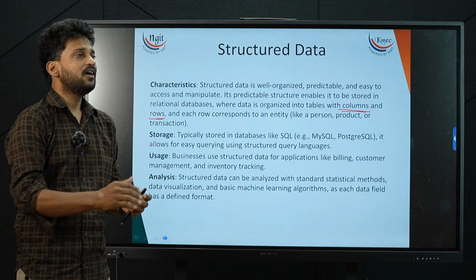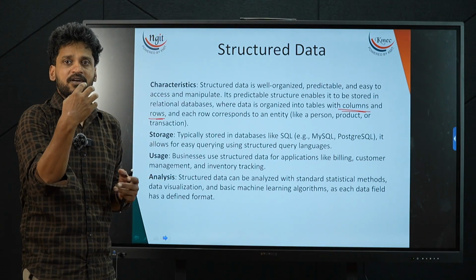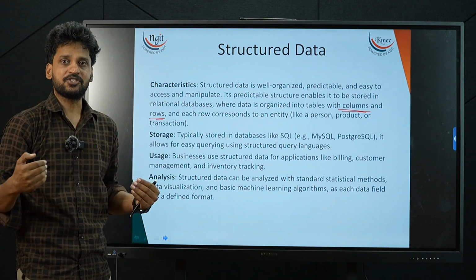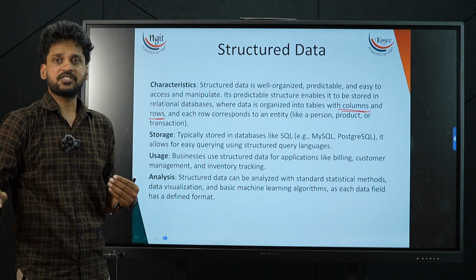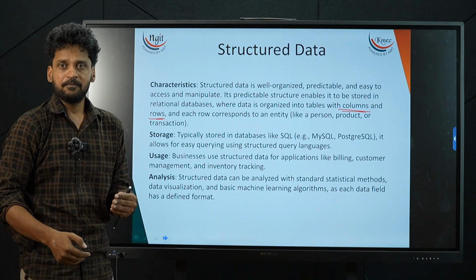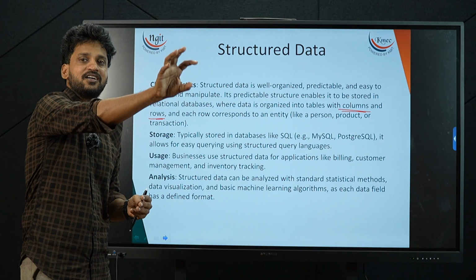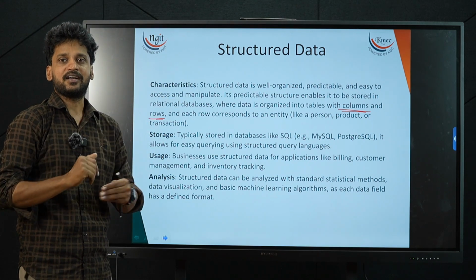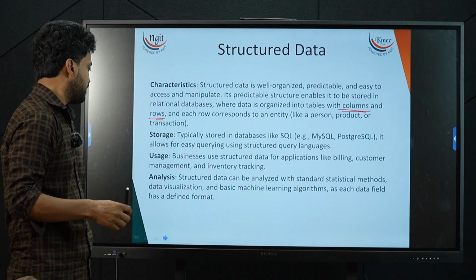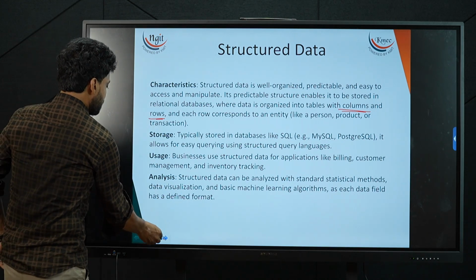For example, I want to get an important feature of a picture. For instance, there is a picture of a human face, and I just want to track the outlines. I will be able to do it. There is a technique called convolution. By applying convolution on this structured data, we'll be able to get it. Each data field has a defined format in the structured data.